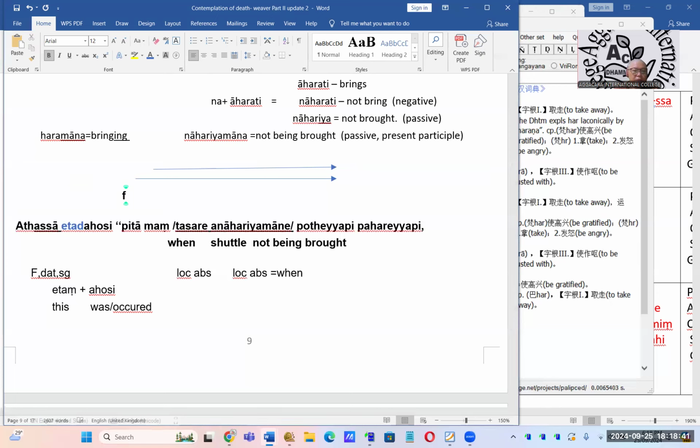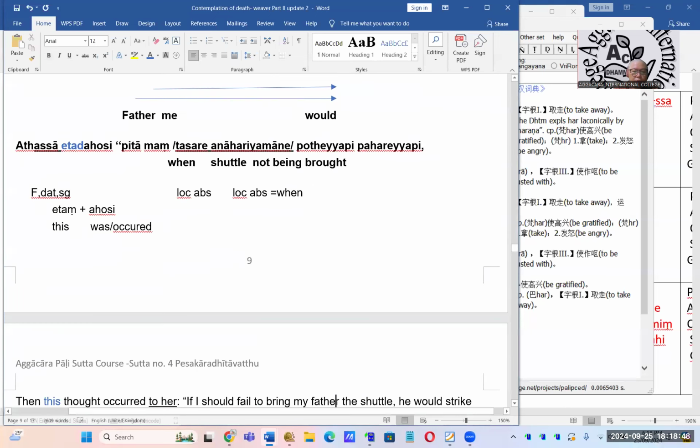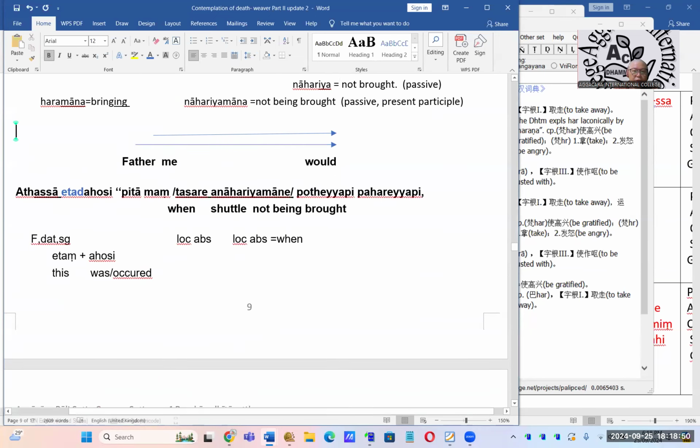So father, subject is the father. Me, what? Strike, what? Beat. Now, beat here indicates 'and', all right? Would strike and would beat. Maybe you can say 'and' as well as. So my father would strike and would beat me when the shutter was not being bought.